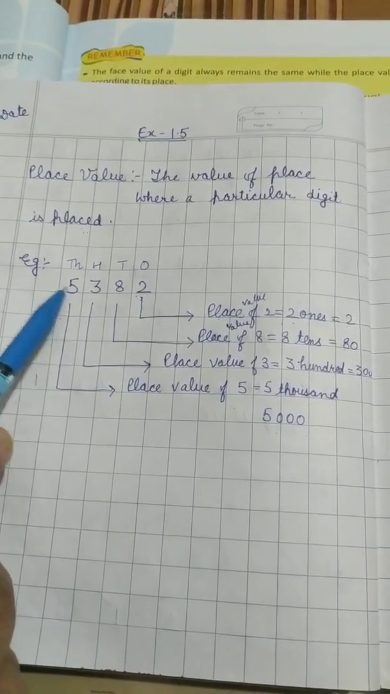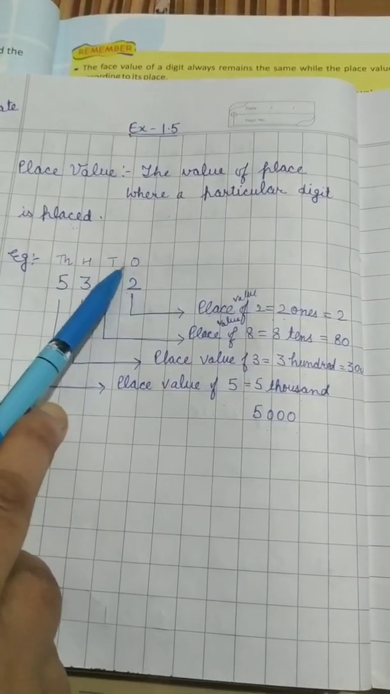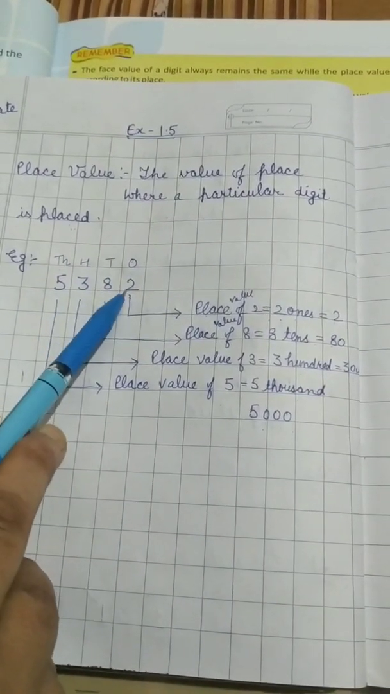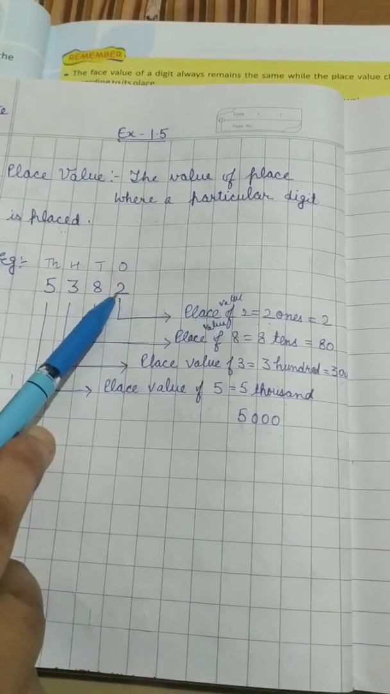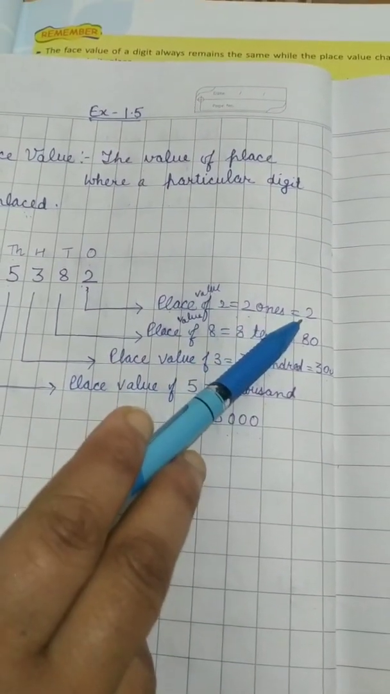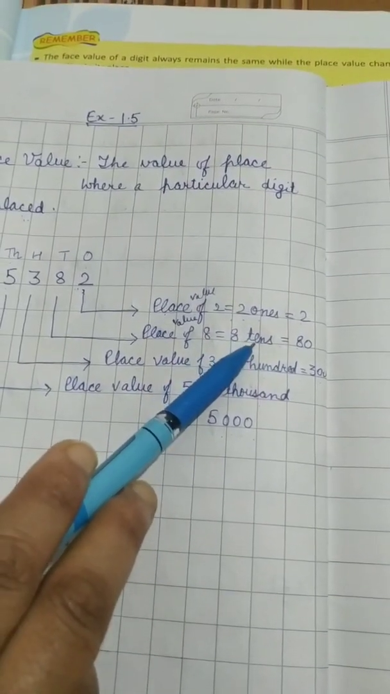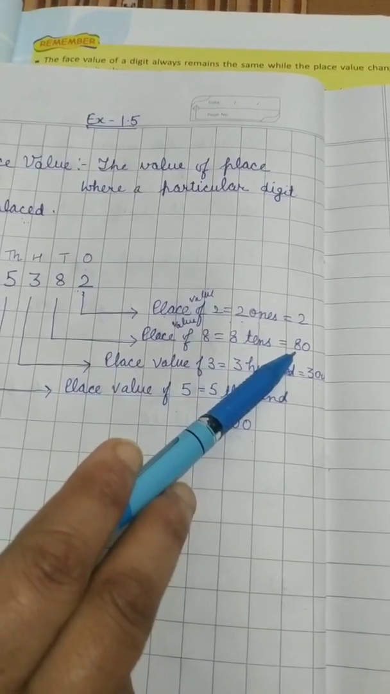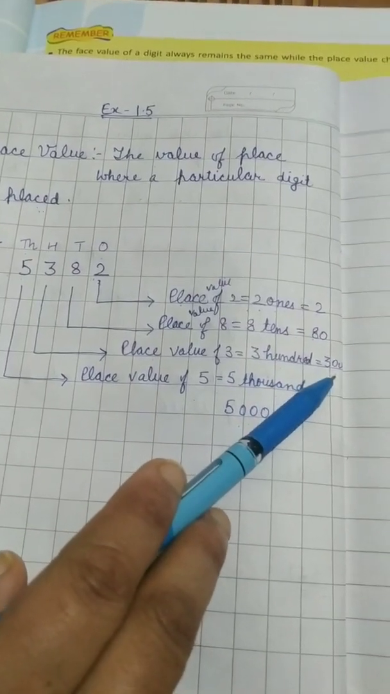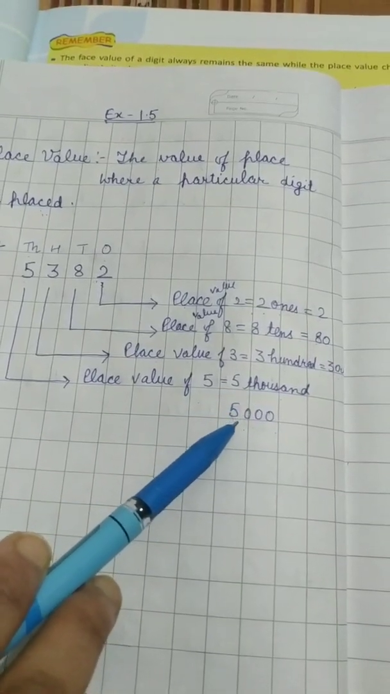In this example, we have a number 5382. First of all, you have to write the places: ones, tens, hundred, thousand. Now, place value of the first digit from the left side. It is on ones place, so the place value of 2 is equal to 2 ones, that is 2. Place value of 8 is equal to 8 tens, as 8 is on tens place. 8 tens means 80. Place value of 3 is equal to 300. Place value of 5 is equal to 5000.